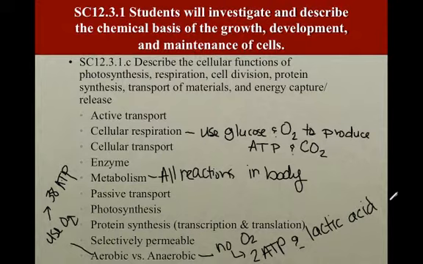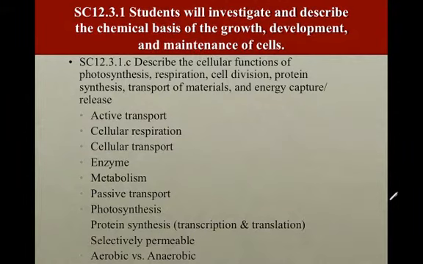Okay, next we talked about enzymes already. We don't talk about those again. We already talked about photosynthesis too. So that's a cellular function. We just have been talking about animal cells mostly, but it occurs in plants. Right? Didn't we talk about photosynthesis producing the glucose? Okay.